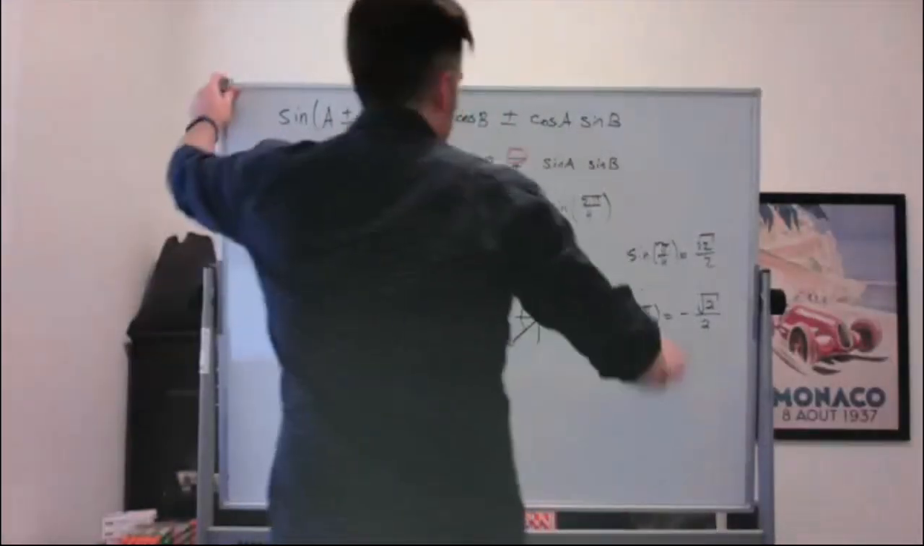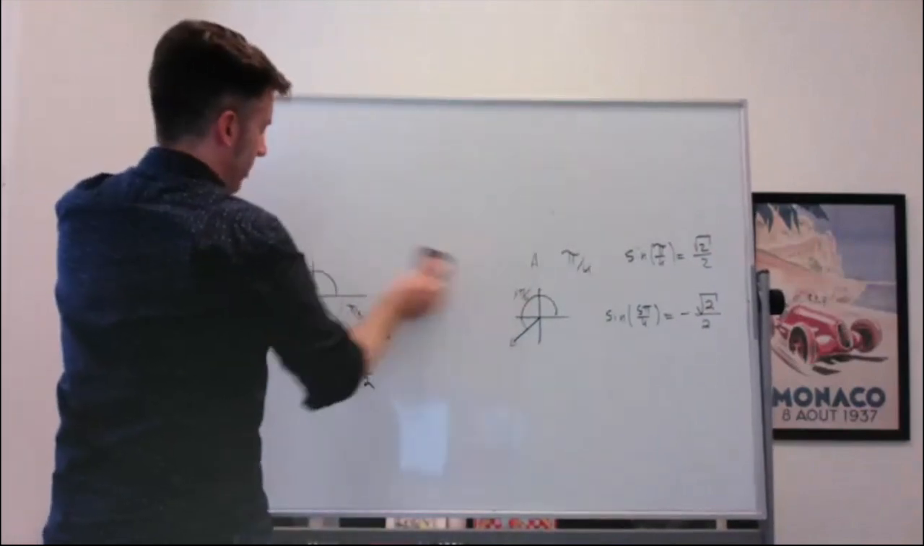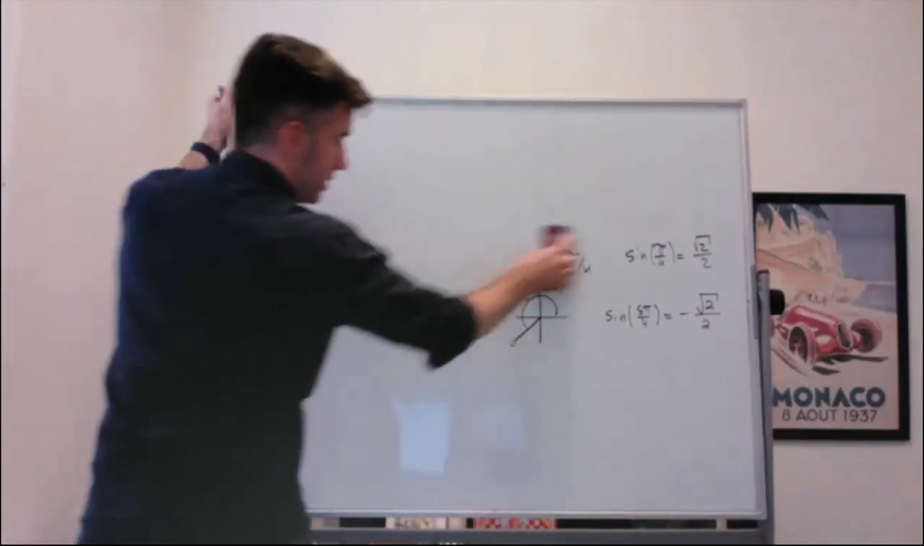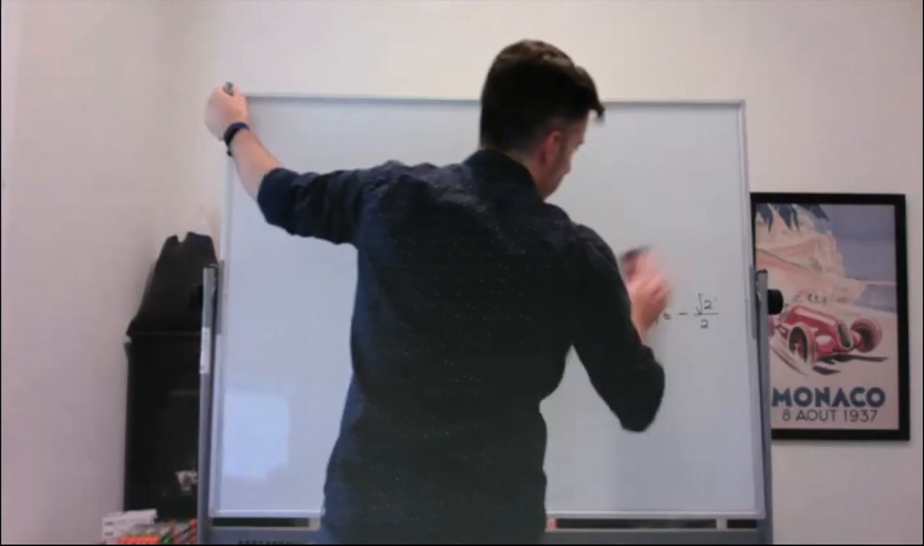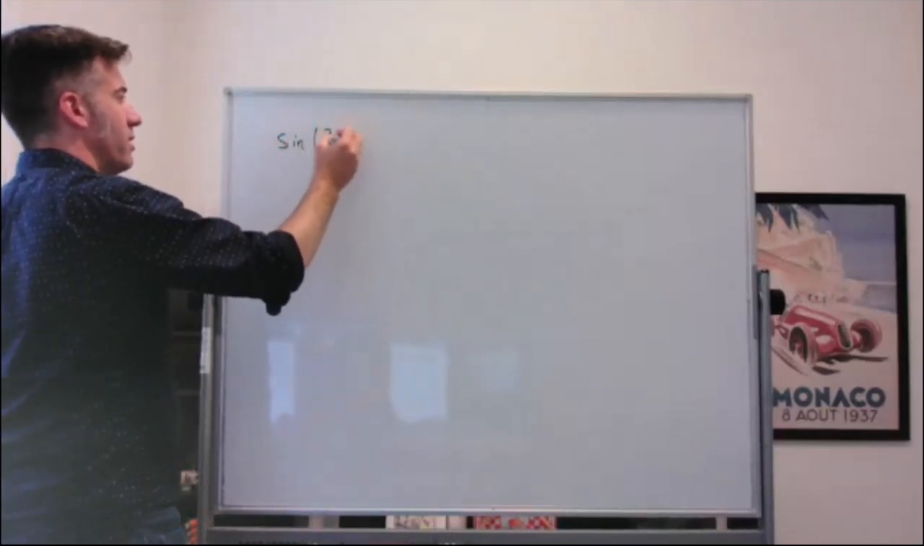Let's look at the next one. Just like something pi over 12 is a good indicator that we have to use the angle sum formula or angle difference formula, something pi over 8 is a good indicator that we have to use the half angle formula. So we're going to do sine of 3 pi over 8.